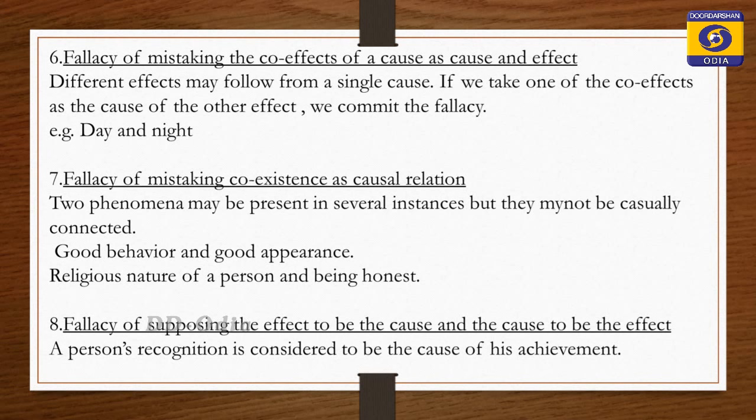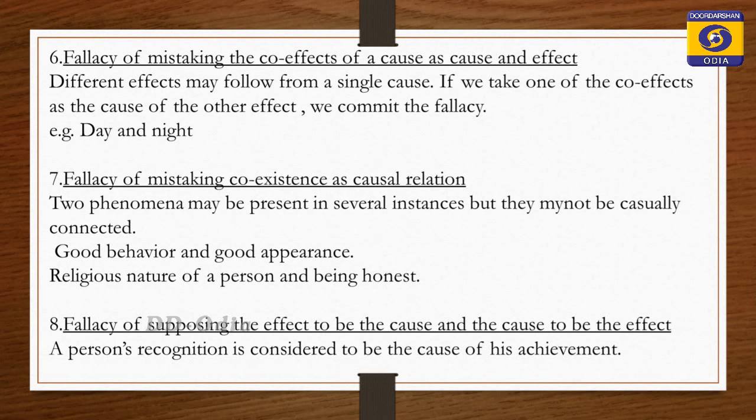They exist together. Then fallacy of supposing the effect to be the cause and the cause to be the effect. Sometimes we confuse between cause and effect. We take cause to be the effect and again we take the effect to be the cause. A person's recognition is considered to be the cause of his achievement. But this is not the case. His achievement is the cause of his recognition.